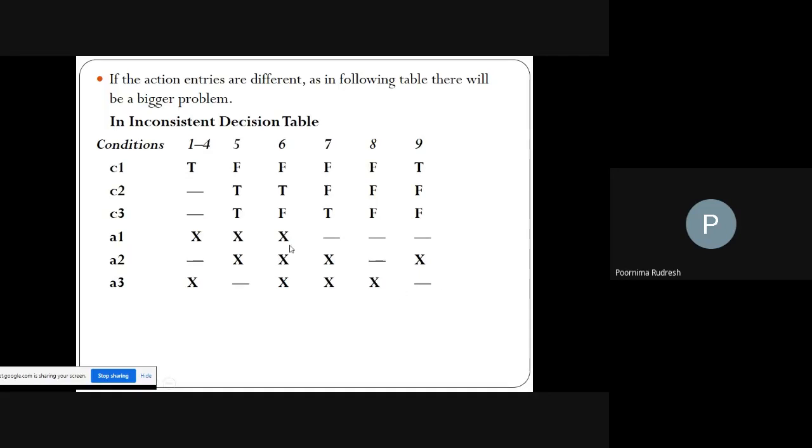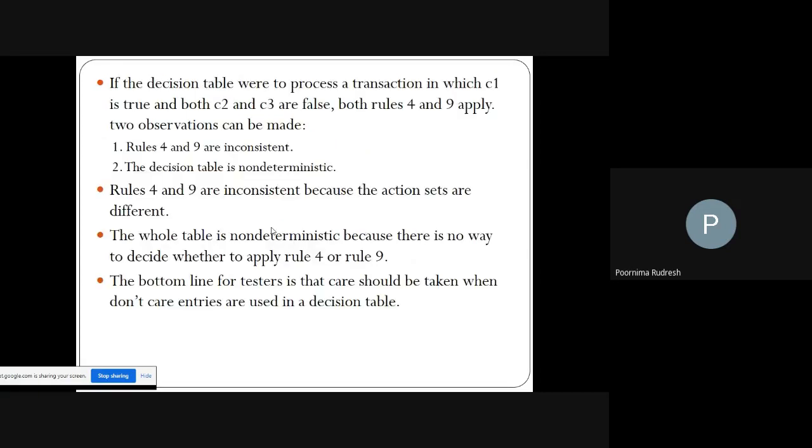Or the action entries are different, and such tables are said to be inconsistent decision tables. So when are tables said to be inconsistent decision tables? If the action entries are different, then we say that the decision table is an inconsistent decision table. Understood? What is an inconsistent decision table? If the entries in the action are different, then we say that the decision table is an inconsistent decision table. Understood?